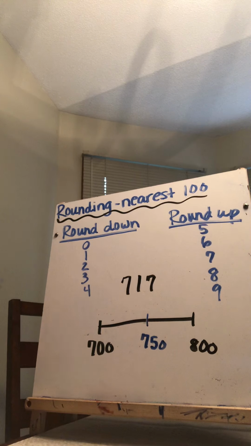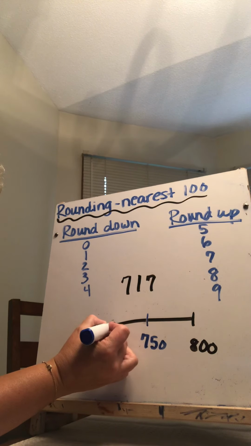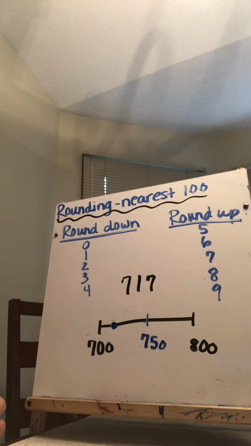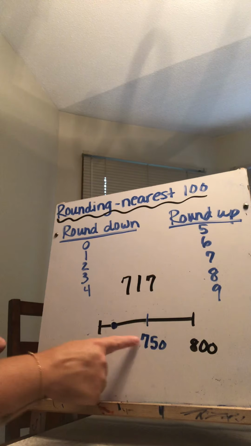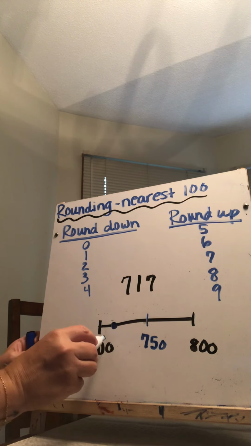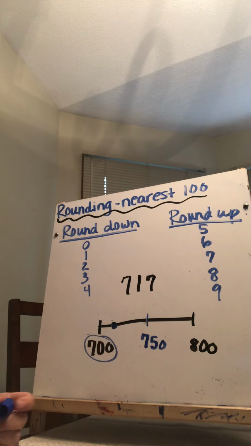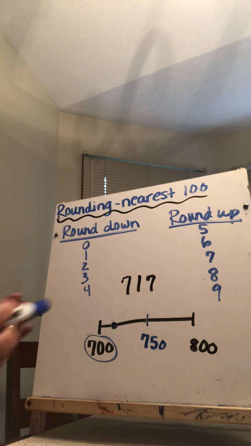So if I think about where about 717 would fall on the number line, I'm going to say it's probably going to fall maybe about there. Well, again, I can see that it's in the lower part of my number line, so 717 is going to round to 700. Let's try another one.